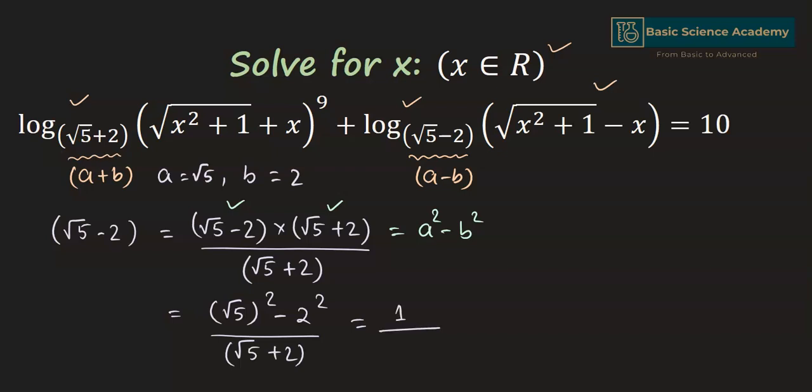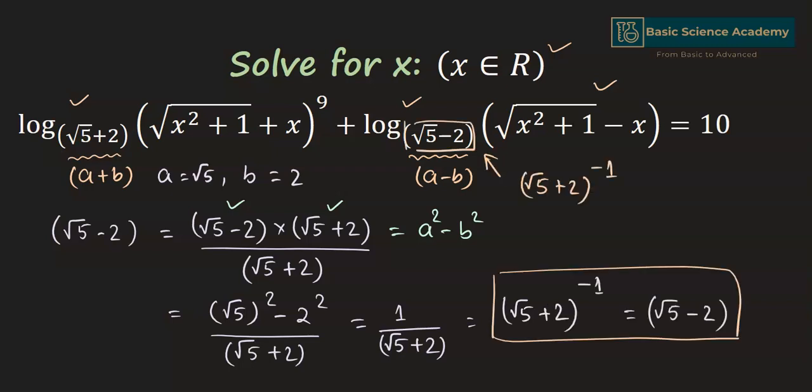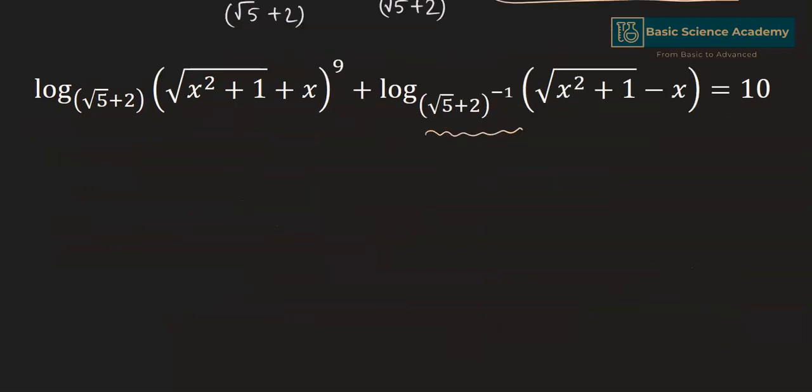1 divided by square root 5 plus 2, which we can write as square root 5 plus 2 to the power of minus 1. Replacing square root 5 minus 2 by square root 5 plus 2 to the power of minus 1 gives this equation.